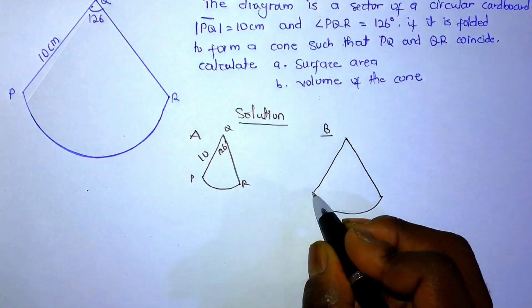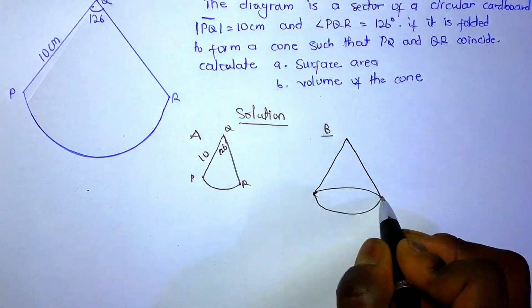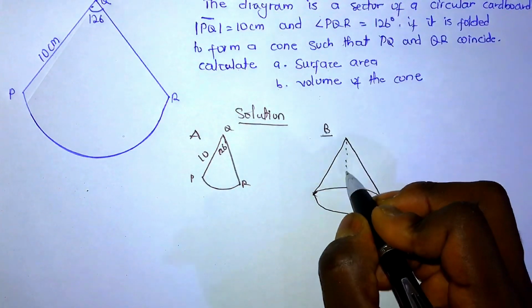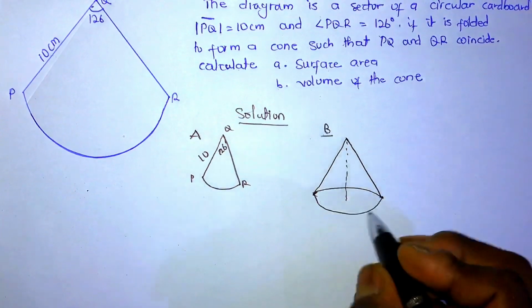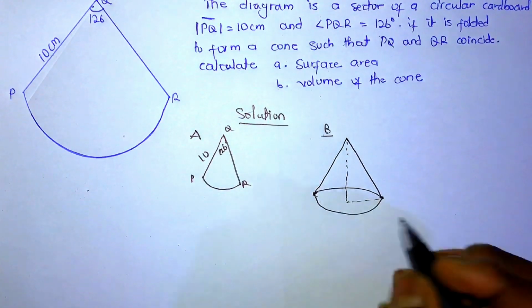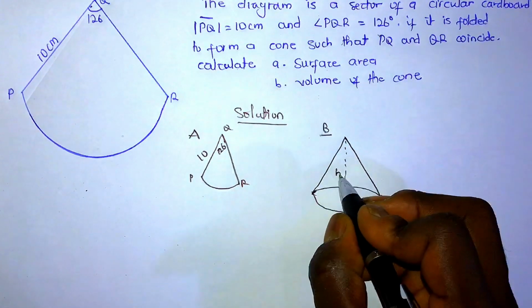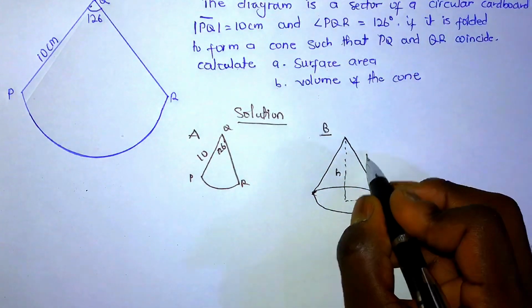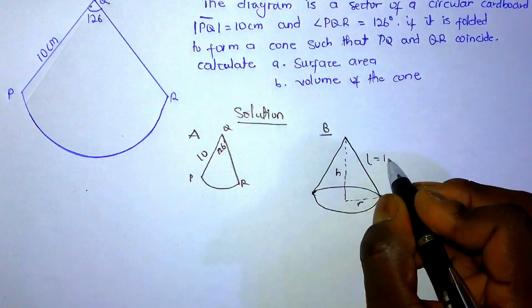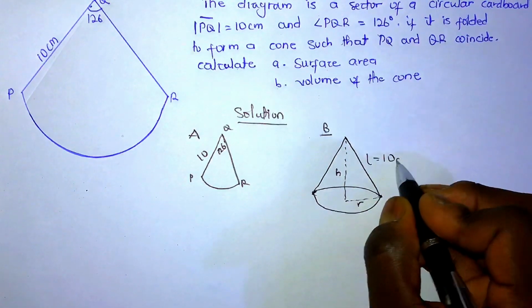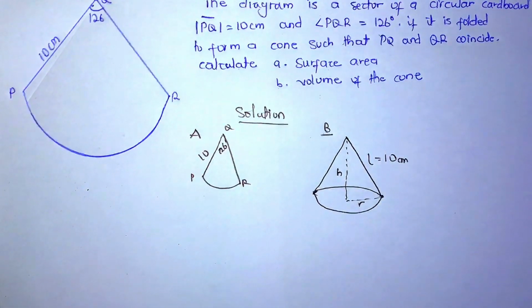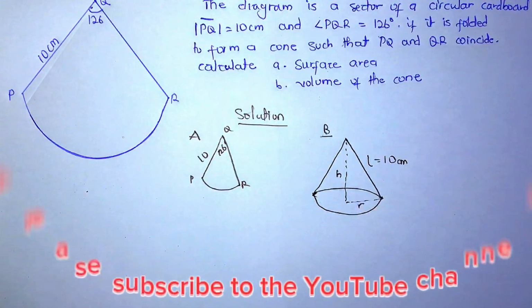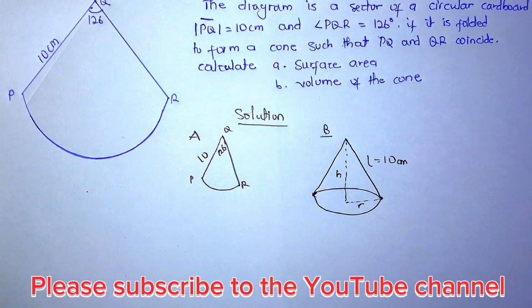So if A is folded to form a cone, now we have to know the height of the cone. So the height here is H. We have to know the radius, which is R. Now L is given in the question as the slanted height. It's also 10 centimeters. Okay. So we know figure A is a sector of a circle and figure B is the cone.